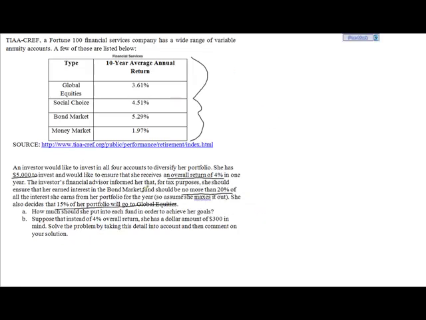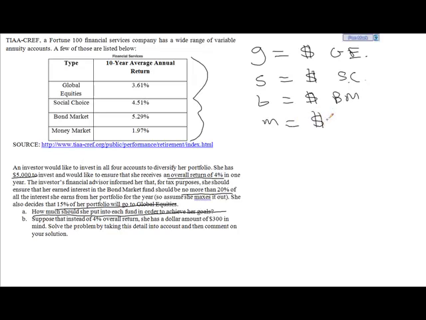Okay, so first of all, we're going to identify variables, because the first question is how much should she put into each fund in order to achieve her goals. So, let's just label these appropriately. We'll say G is the dollars into global equities, S is the dollars into social choice, B is the dollars into bond market, and M is the dollars into money market. So that's what we want to know.